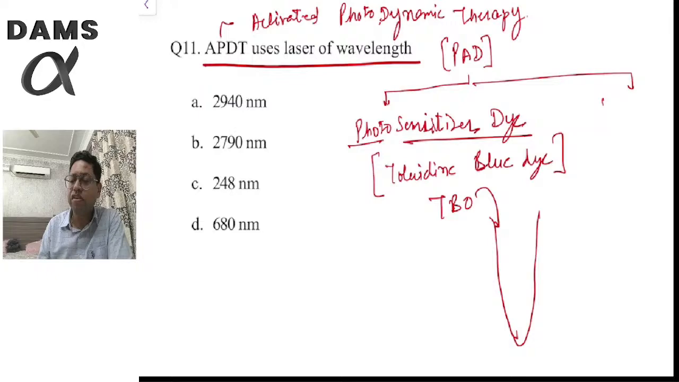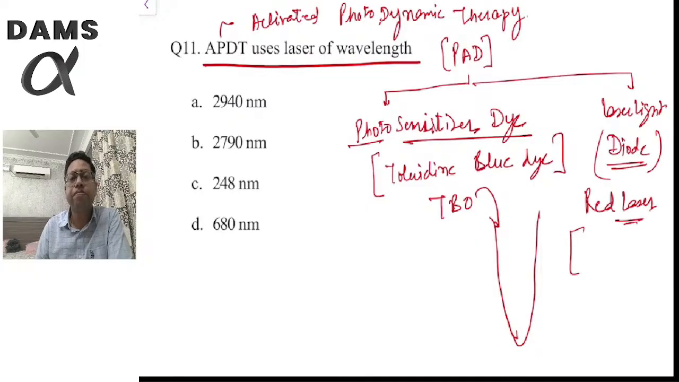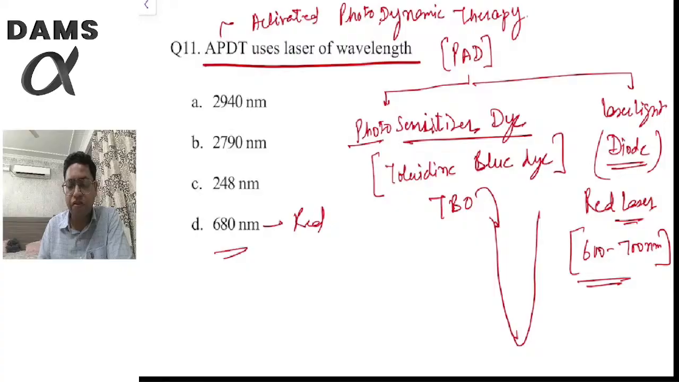And the second is we use a laser light. Mostly we use diode lasers. Okay, diode lasers, we use red lasers. And what is the red region of the visible spectrum? In the range of 600 to 700 nanometers. Red laser is used. So if we look at the wavelengths given over here, 2940, 2790, 248 and 680 nanometers, what will be the right answer? This red laser is used. Option D would be the answer for activated photodynamic therapy or photoactivated disinfection.